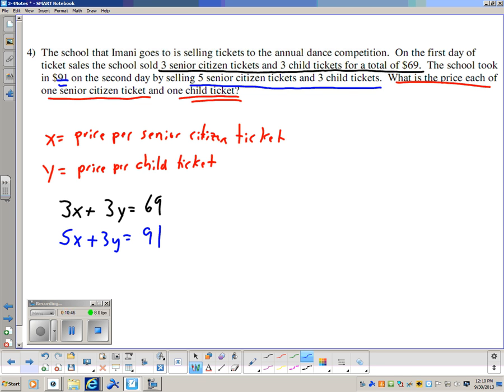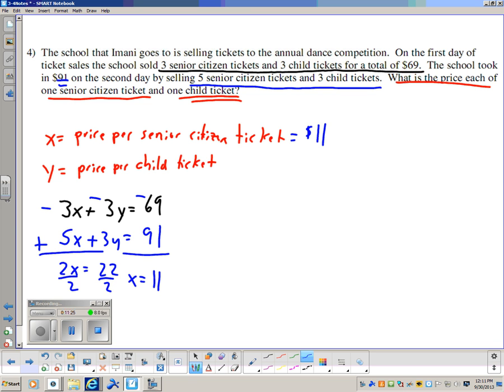And again, you get to decide if you're going to cancel out your x's or y's here. I'm going to cancel out my y's. Add them naturally together. I get 2x equals 22, it looks like. I believe it's 22. And then we can go ahead and keep solving this and divide by 2, and x is 11. So the price per senior citizen ticket there is $11.